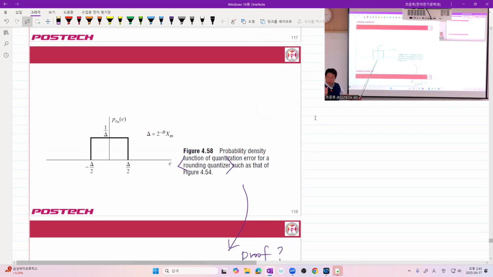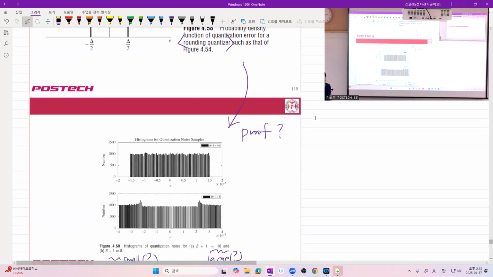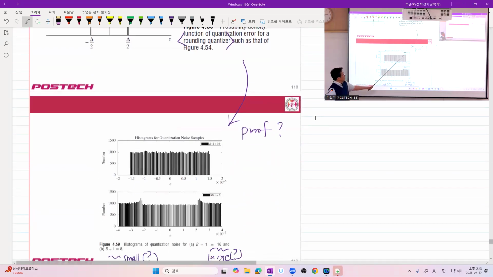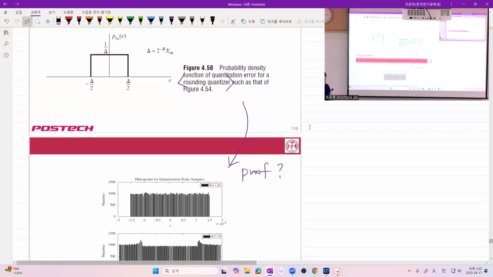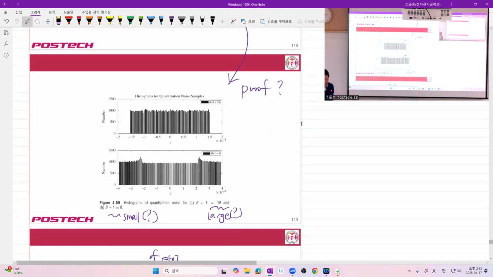So it's bounded, right? As I told you, it cannot be more than half of delta and half of the negative delta. And we want a uniform distribution. Unfortunately, well, here B plus 1 is the number of bits. I don't know why plus 1, but anyway, B plus 1 is the number of bits, 16 bits, 8 bits. You see, interestingly, the histogram looks more flat when you have a large number of bits, which matches the claim, right? Good. So 16 bits, 8 bits.